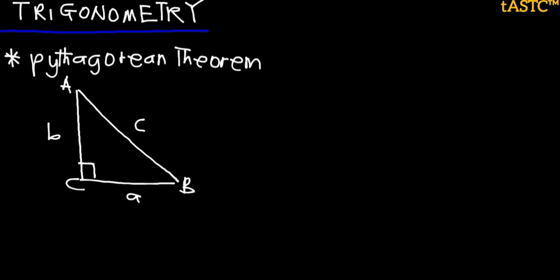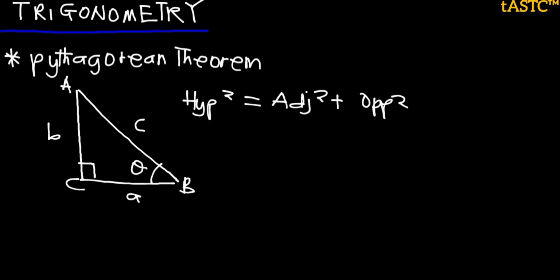Now the Pythagorean theorem states that the square of the hypotenuse is equal to the square of the adjacent added to the square of the opposite side. And that is with respect to an angle under consideration. So let us take this angle, the angle theta. If we pick out this angle, this side lies adjacent to it. So with respect to the angle theta, this is going to be the adjacent.